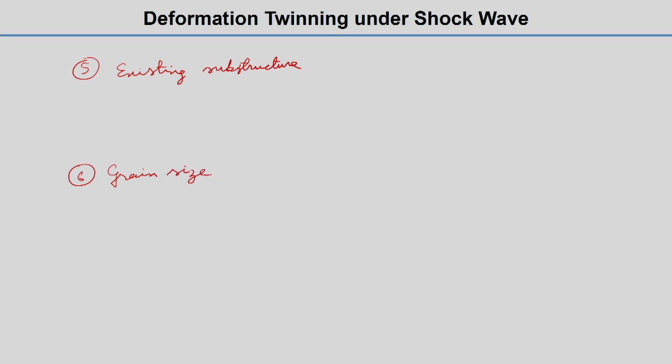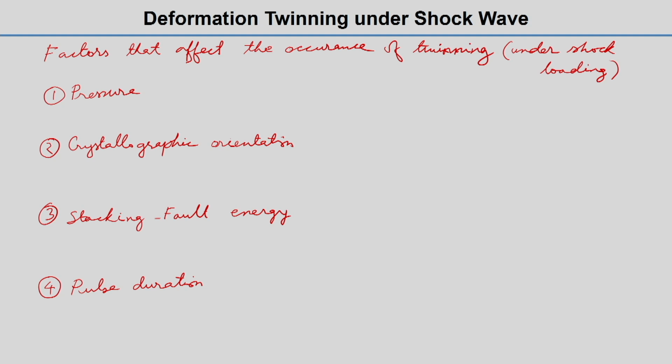Now coming back to factors 1, 2, 3, 4. For the pressure, there is a threshold pressure for the occurrence of twinning. For example, for nickel, some researchers found that it is 35 gigapascal. Above that, twinning occurs.